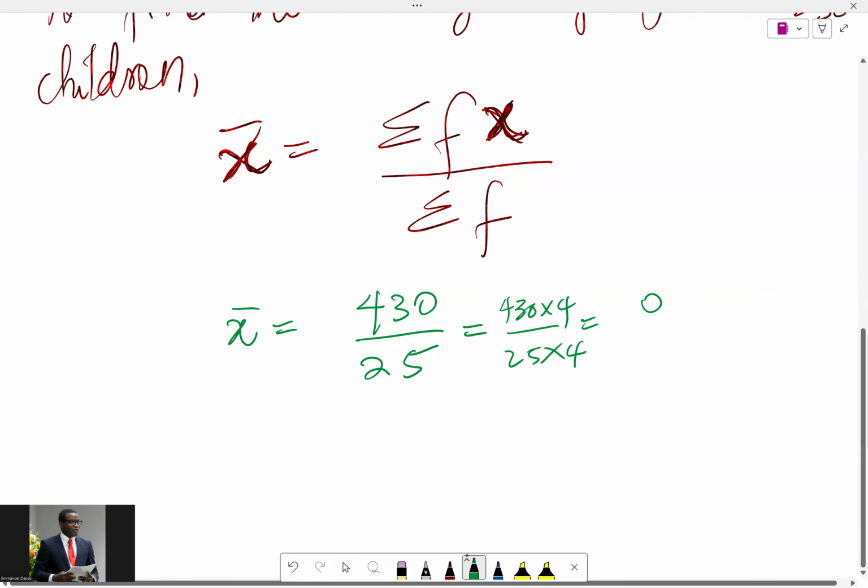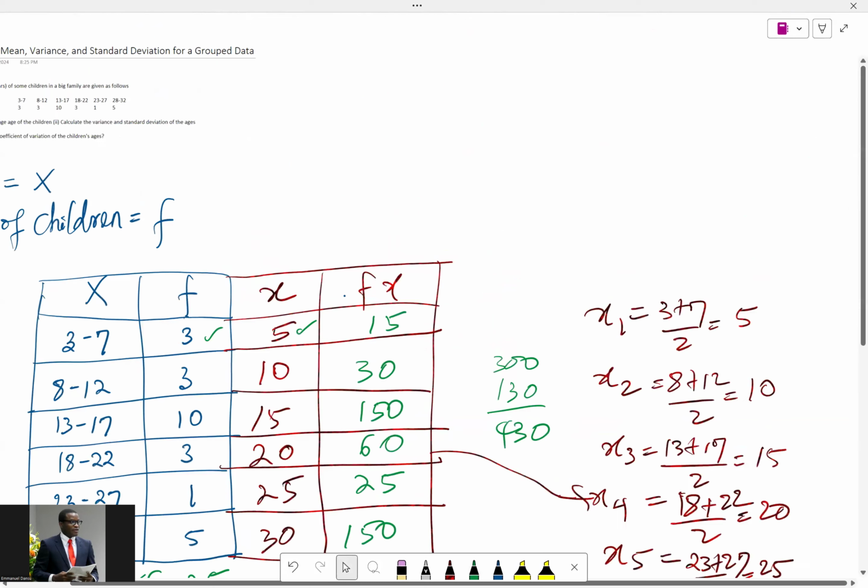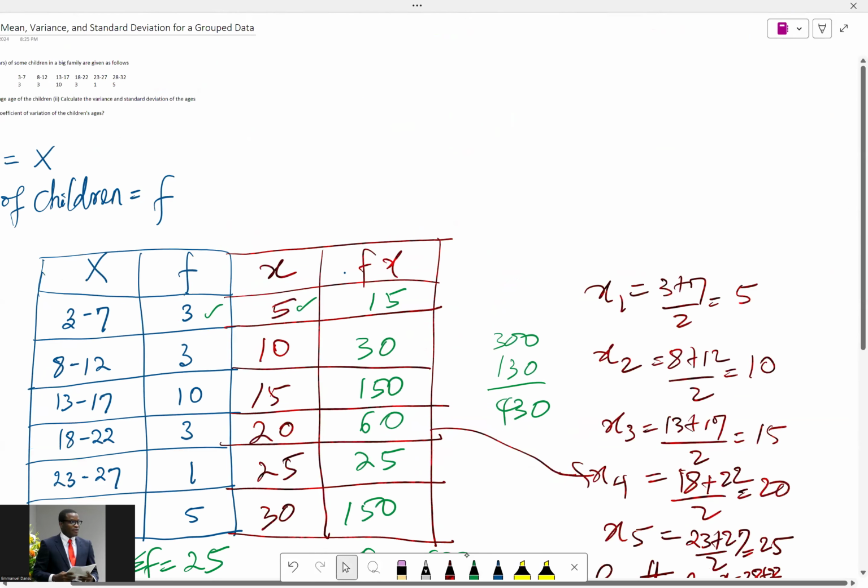So 4 times 0 is 0. 4 times 3 is 12. I carry 1. 4 times 4 is 16. That's 17. Divided by 25 times 4, that's 100. So with 100, now you can just go 2 zeros back, and the answer is 17.2. So x bar is 17.2. So that is the mean of the ages that we want in the first part of the question.